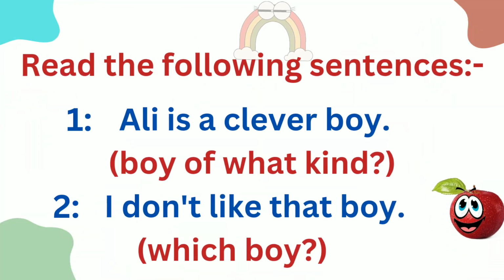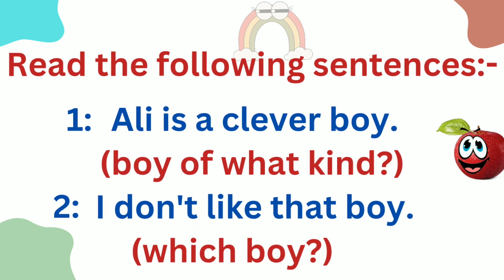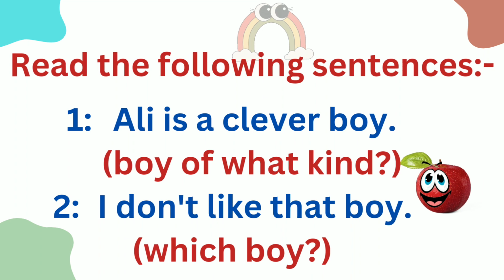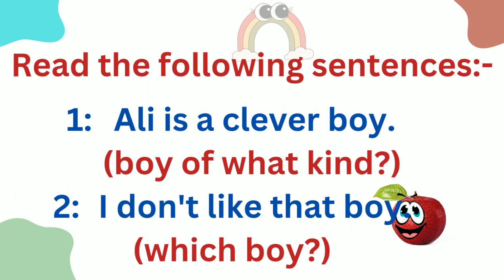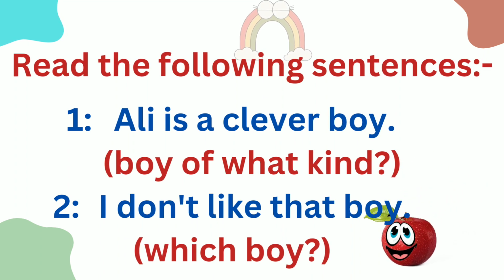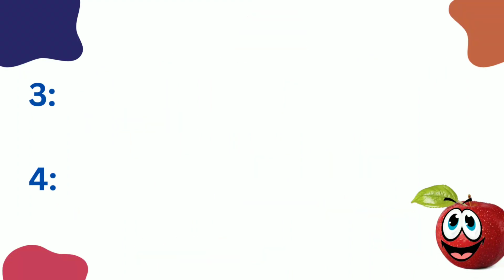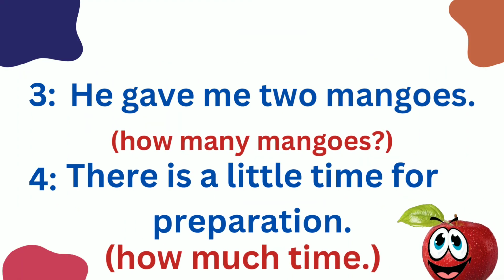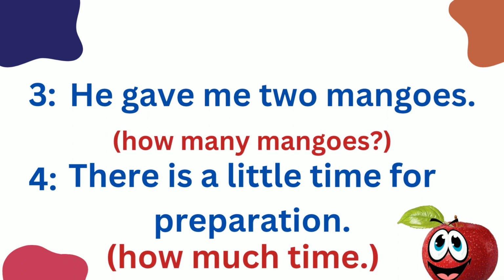Read the following sentences. Ali is a clever boy. Boy of what kind? I don't like that boy. Which boy? He gave me 2 mangoes. How many mangoes? There is little time for preparation. How much time?